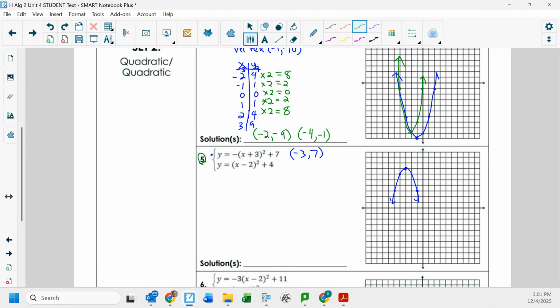My bottom one, I'll do that in green. That would have a vertex of 2, 4. So I go right 2, up 4. Follow my normal pattern. -1 squared is 1, +1 squared is 1. And then I would do left 2, sorry, left 2 and up 4. 2 squared is 4. And then right 2 and up 4. And we will see that these are never going to intersect, so therefore this one would be no solution.